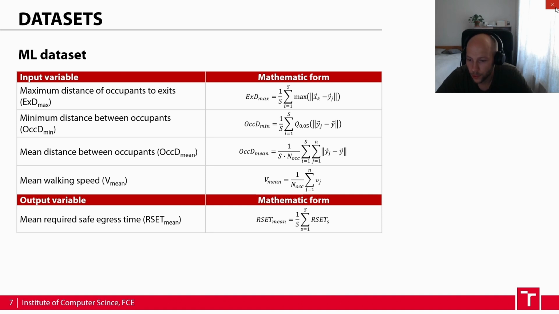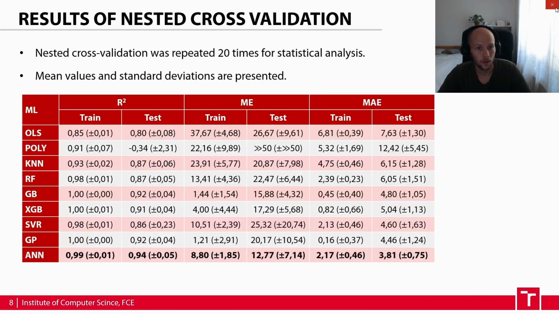Features were chosen to be as general as possible, so they can be used in other buildings and scenarios, as I mentioned. Additionally, each of them can be computed in real time through computer vision algorithms. We can move to results right now.